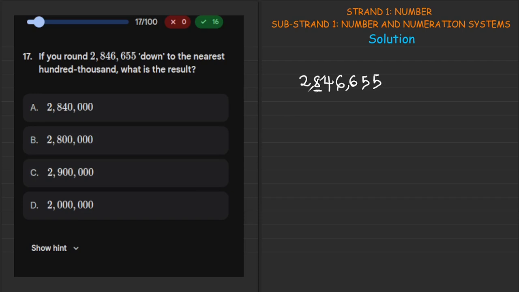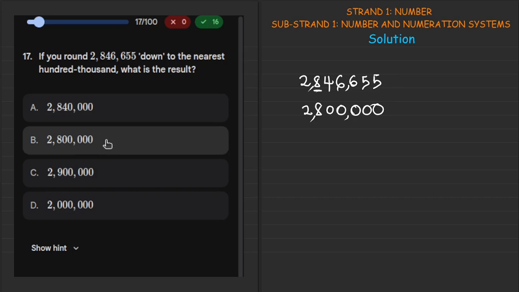Down. So rounding down, we always do what? We are going to maintain the digit we have here and change all these others to what? 0. You see? So rounding it down, we have our 2 and then maintain the 8. Then the remaining becomes 0. Rounding down always maintains the digit in question and changes the remaining. So we have a 0, 0, 0, 0, 0. And that is a 2,800,000. That is our B.